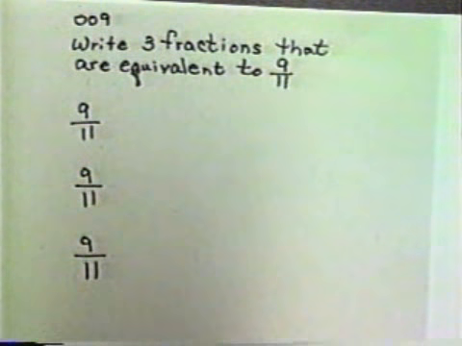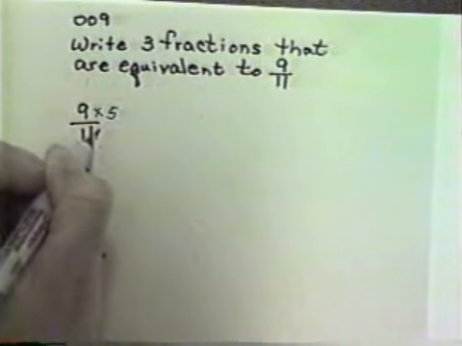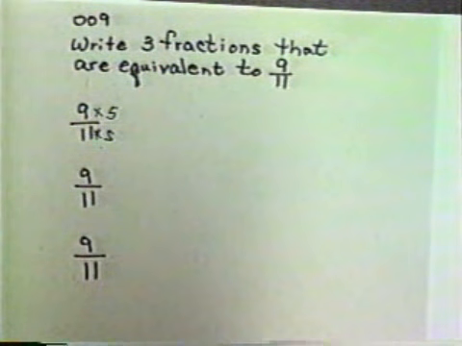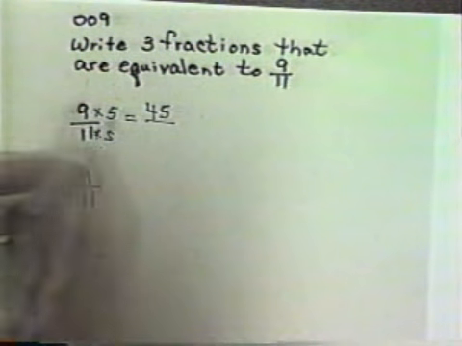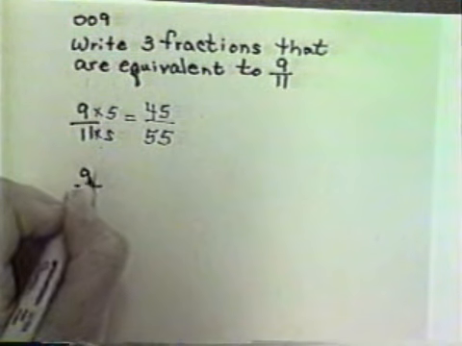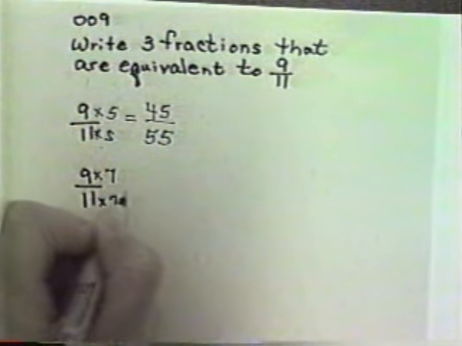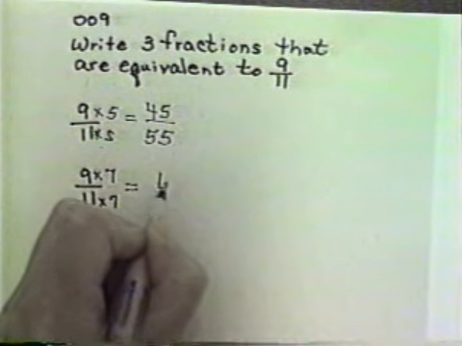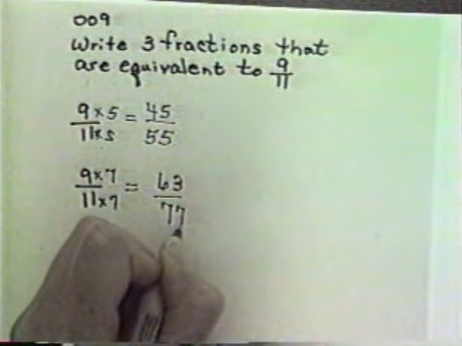Let's practice with this one more time. Write 3 fractions that are equivalent to 9/11. This time let's multiply, first of all, each piece of the fraction by 5, and we'll get 45/55. Let's multiply each part of the fraction by 7, and I will get 63/77.